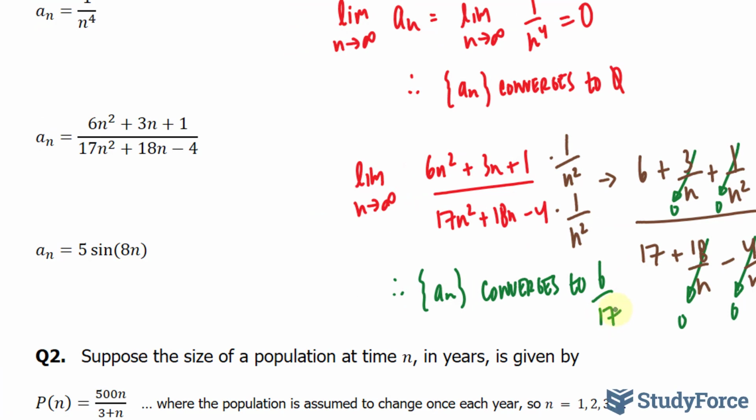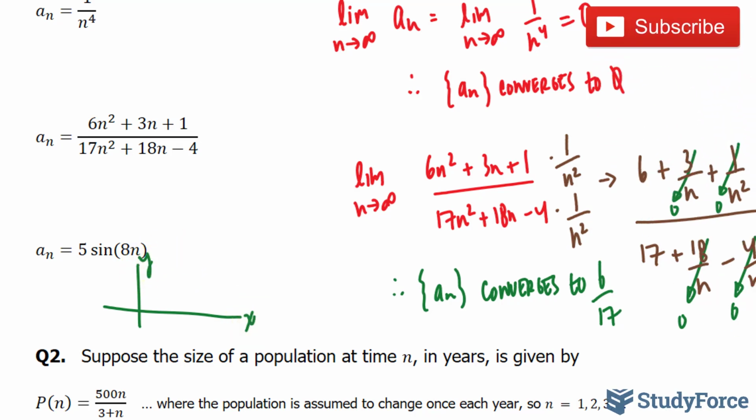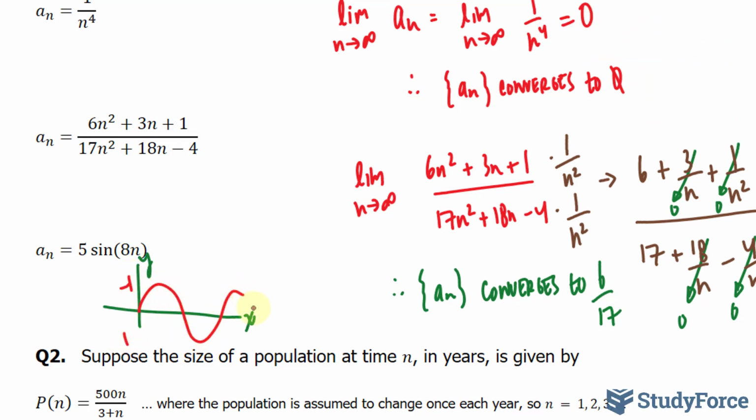Finally, in our last example for question 1, we have a sub n is equal to 5 times sine at an angle of 8n. Remember that sine is a wave function that looks like this. If we have a Cartesian plane for x and y, where this is y and this is x, sine always oscillates between -1 and 1. And it will do this forever.